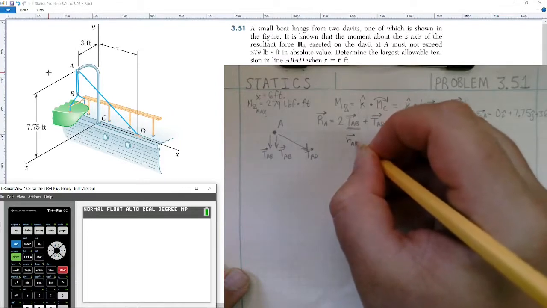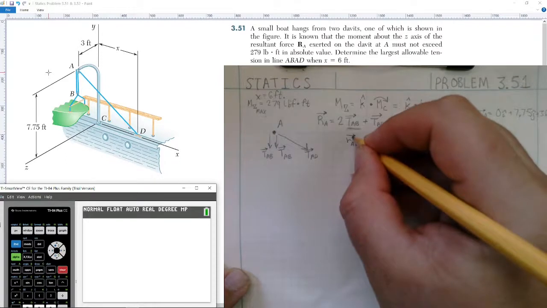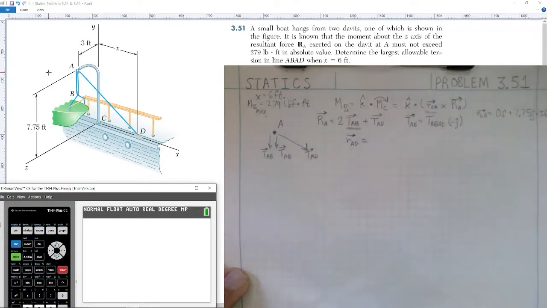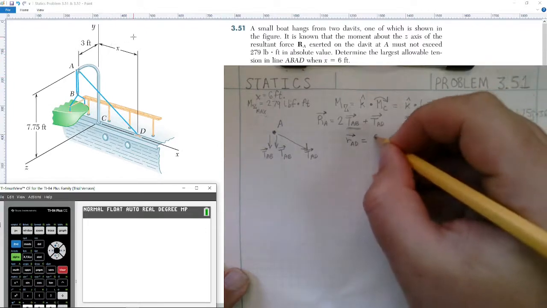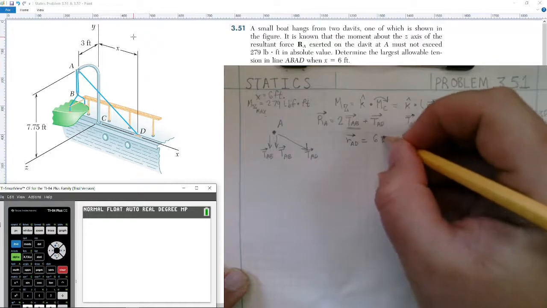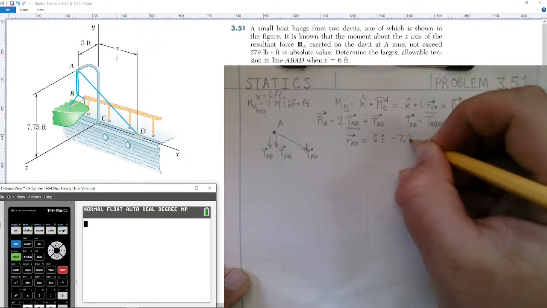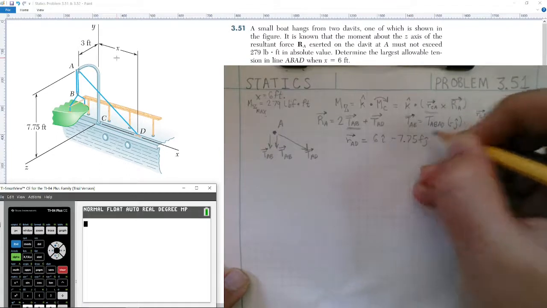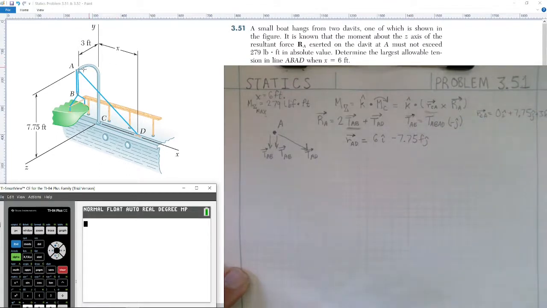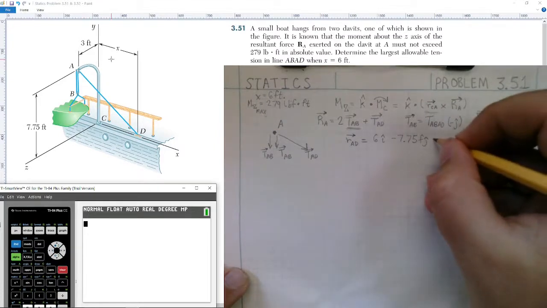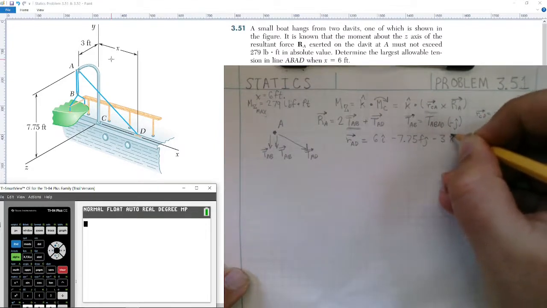So tension vector AD will be determined by finding out what the position vector going from A to D is first. So look at the diagram again. Going from point A down to point D, looks like we're coming out x feet in the i hat direction, which we're told is 6 feet, so it'd be 6 in the positive x-axis direction. Now we're going down negative 7.75 feet in the j hat direction. And finally, we're going into the page on the negative z-axis by 3 feet, so we have minus 3 in the k hat direction.